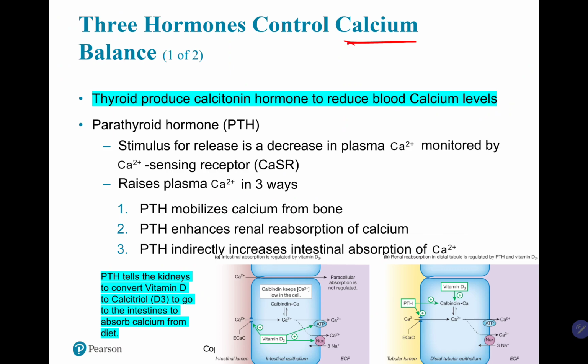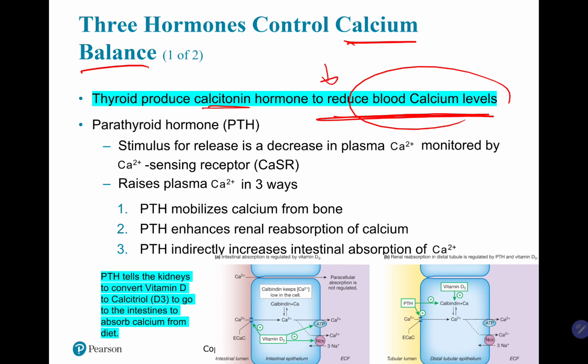When we're talking about calcium, right, calcium balance, thyroid, right, it produces T3, T4, but the thyroid gland also produces calcitonin. Calcitonin is a hormone that will reduce blood calcium levels, right? So we got to tone it down, right? Reduce blood calcium levels. On the opposite hand, parathyroid hormone increases blood calcium levels, okay?